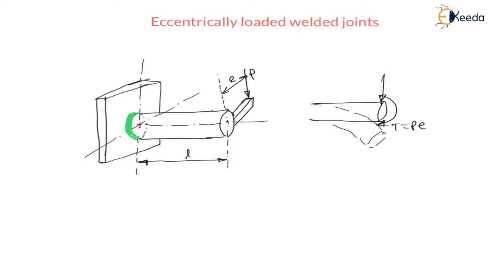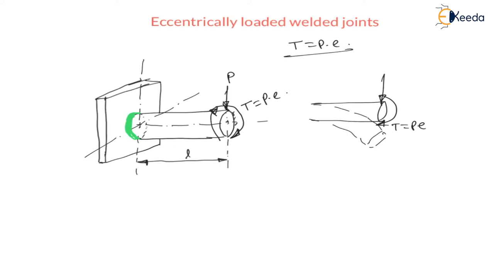Now if I want to remove this link, that is P into E, then I have to put a moment here. Therefore the force can be put directly here, but along with this force, we also have to put the moment created by this force, which is the torque equal to P into E, and which will try to rotate the total body in a clockwise direction. Therefore torque is equal to P into E.